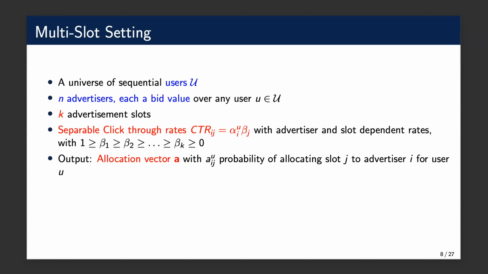And our goal here is to come up with a matrix A, where A_ij is the probability that slot j is allocated to advertiser i.